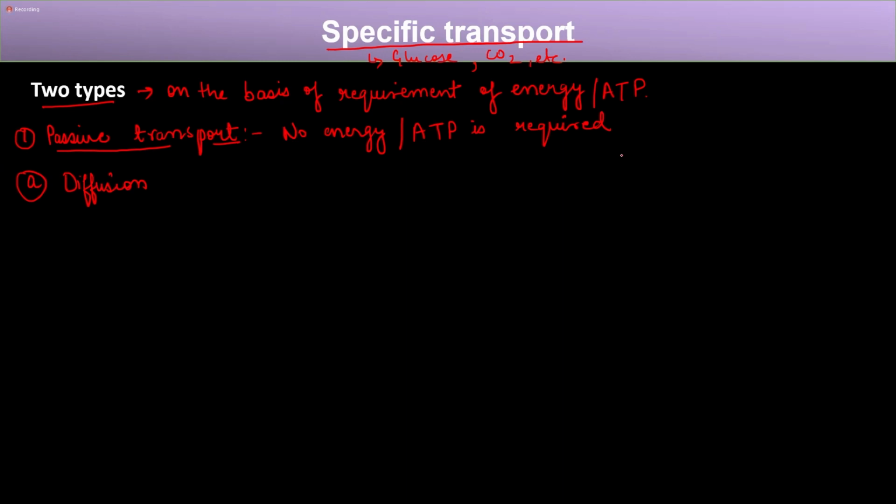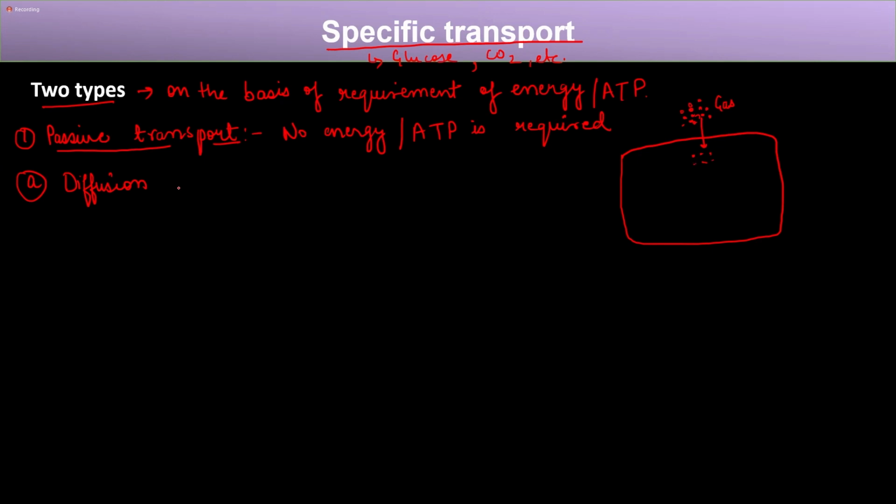Now, what is diffusion? Suppose you have a cell, and there is a certain gas whose concentration is high outside the cell and low inside. The gas will simply move from outside to inside across the lipid bilayer. Remember, this plasma membrane is made up of a lipid bilayer. So the gas will easily diffuse through the plasma membrane and go inside.